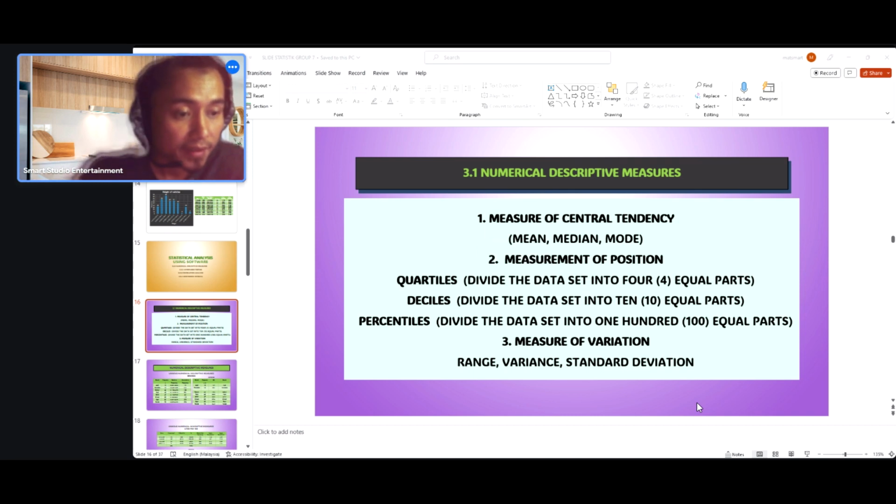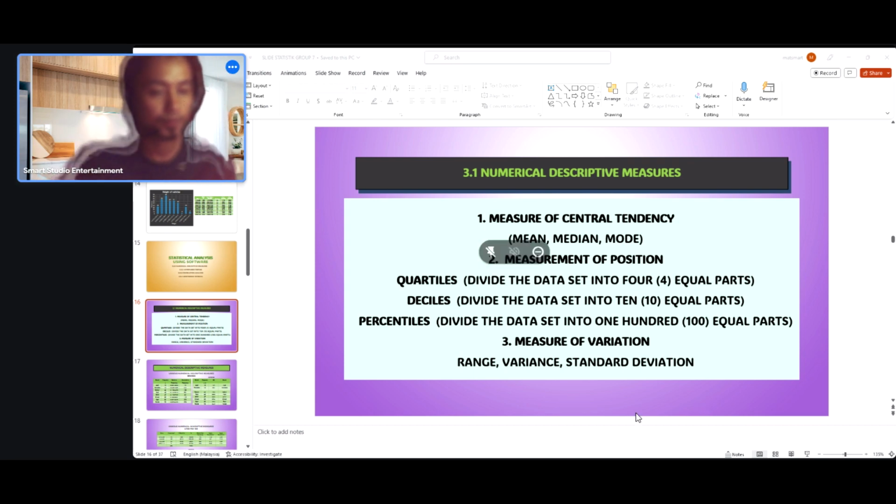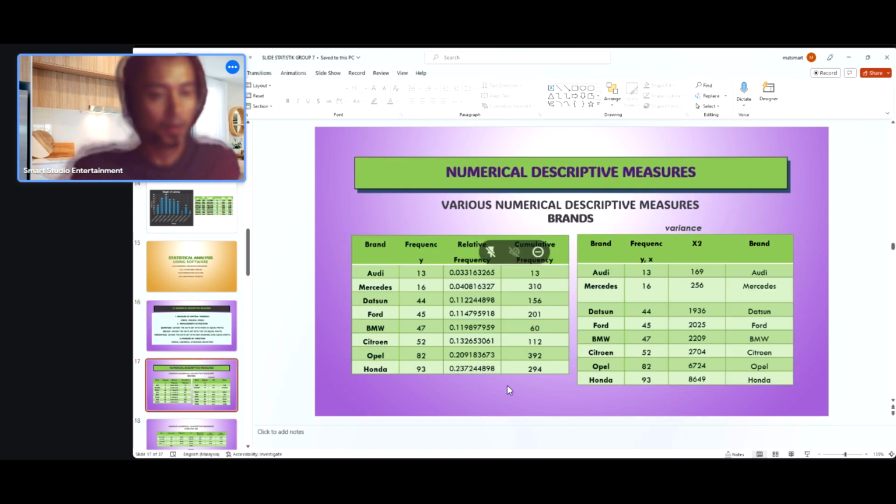Quartiles divide the data set into 4 equal parts. Deciles divide the data set into 10 equal parts. And percentiles divide the data set into 100 equal parts. Number 3, measure of variation: range, variance, and standard deviation.